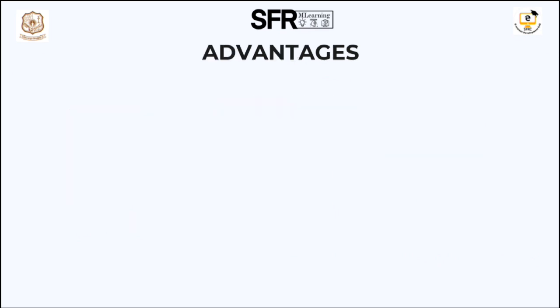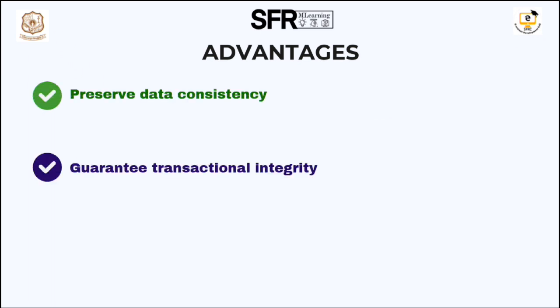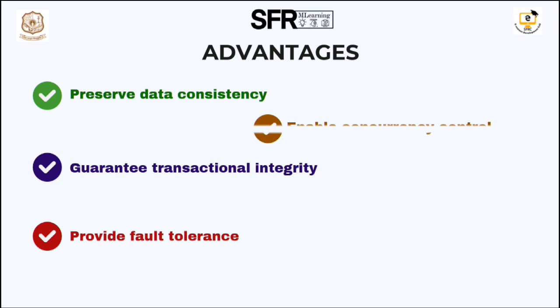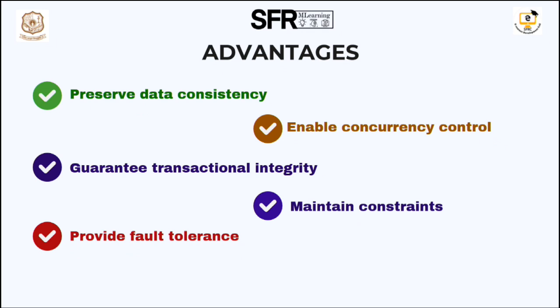Now we are going to see the advantages of ACID properties. Preserves data consistency, guarantees transactional integrity, provides fault tolerance and recovery through durability. Enables concurrency control between transactions via isolation. Maintains constraints and business rules through consistency. Eliminates partial transactions with atomicity.